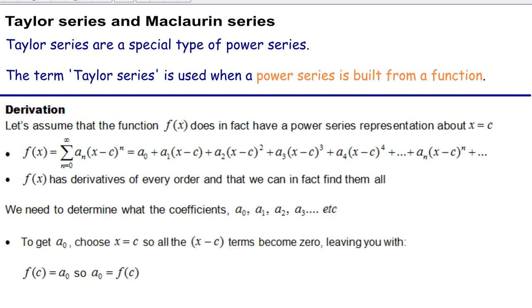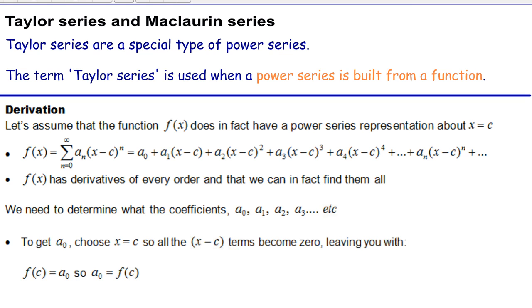Taylor series are a special type of power series. The term Taylor series is used when a power series is built from a function. Now let's assume that f of x does in fact have a power series representation about c. And this is just a power series. Remember, in the previous video we discussed what a power series is.